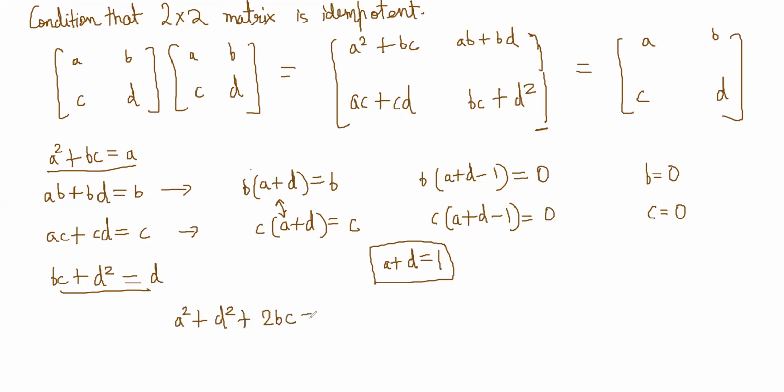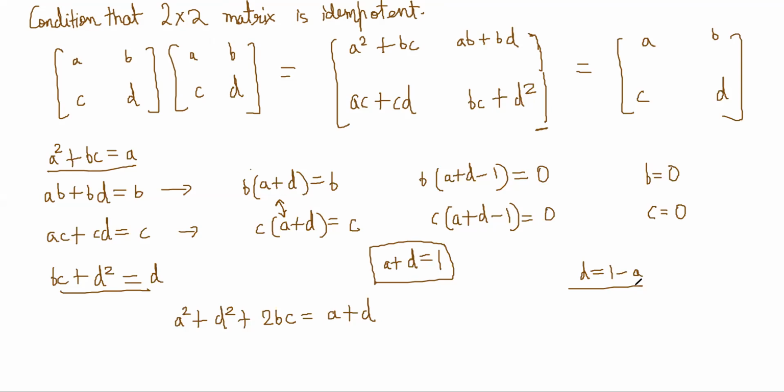So 2BC is equal to A plus D, which is 1. Okay, nothing nice is happening. But we don't know what BC is. So A plus D is equal to 1 means what? That D is equal to 1 minus A, right? Maybe this is the only condition. This is not a nice condition. The book is saying something, but I think it is wrong.